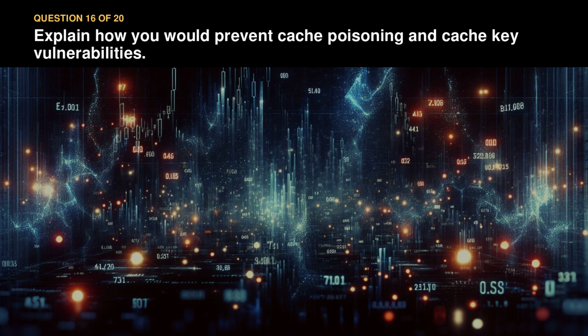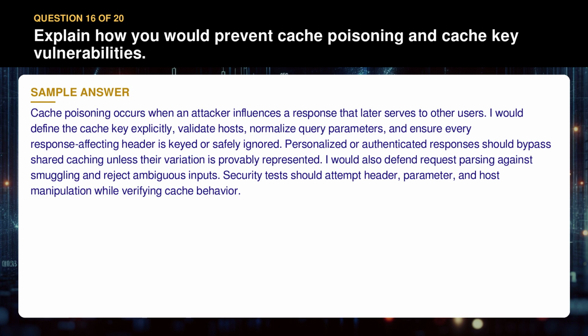Question 16. Explain how you would prevent cache poisoning and cache key vulnerabilities. Cache poisoning occurs when an attacker influences a response that later serves to other users. I would define the cache key explicitly, validate hosts, normalize query parameters, and ensure every response affecting header is keyed or safely ignored.